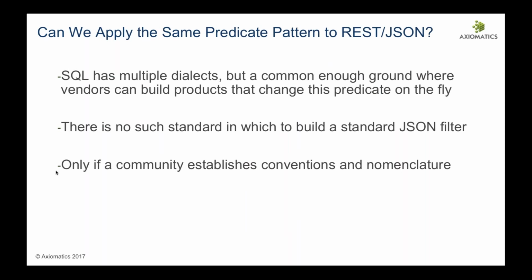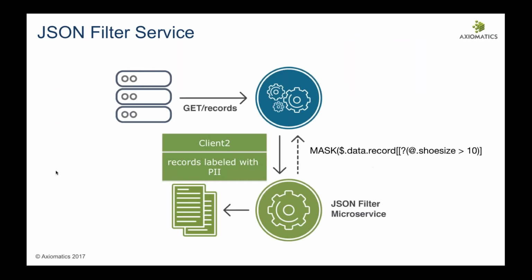Now this is very easy to do with SQL because it's basically a standard. Yes, there are different dialects, but there's enough commonality that Axiomatics as a vendor can implement that. We don't necessarily have that luxury with JSON, because requests and responses can look however people want. So what we need to rely on here are conventions within a community of interest or within your organization, or perhaps more vendor-specific solutions. Let's look at a couple of examples here.